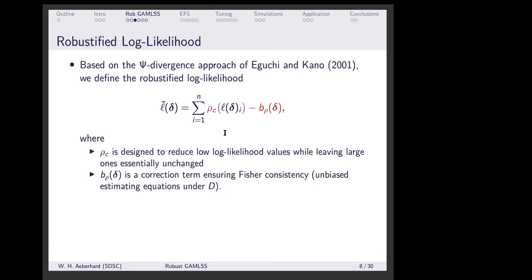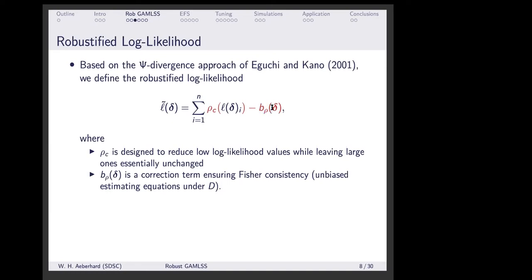In the same way you could use a residual in a linear regression setting, here we're using the log likelihood value itself as this metric for judging agreement or disagreement. The additional term here, B of rho, is a correction term that's there to guarantee Fisher consistency. Essentially, we want to make sure that if the data do come entirely from the assumed model, basically epsilon is 0, we want the estimator to still be unbiased, right, asymptotically.